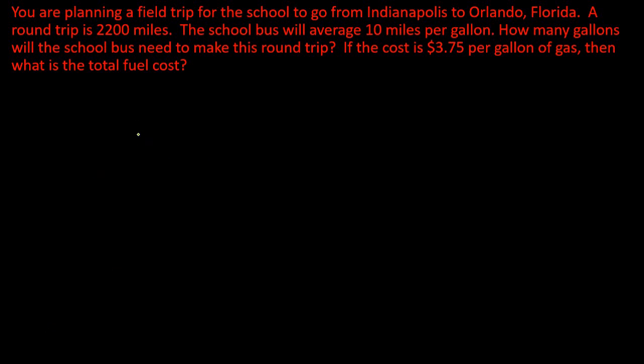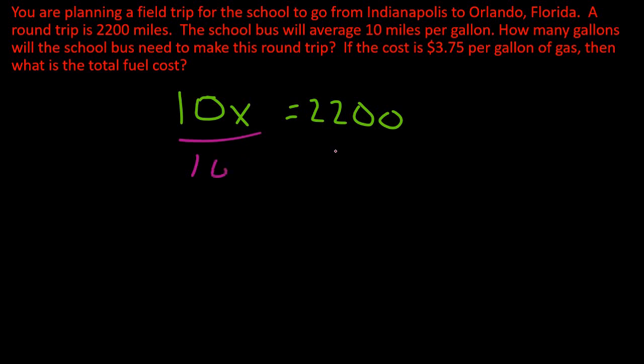So first, we'll look at that the round trip is going to be 2,200 miles. And the gas is going to go, we get 10 miles per gallon, so we need to solve this. So 10 miles per gallon here, divide both sides by 10. And this means we're going to have to buy 220 gallons of gas.